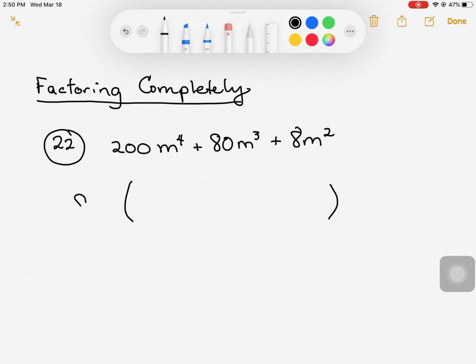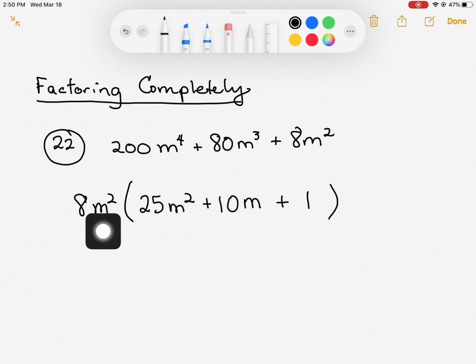So I'm going to pull an 8 and an m squared. I'm going to divide that out of each term. And when I do that, I'm going to end up with 25 m squared here. And then I'm going to end up with 10 m, and then I'm going to end up with 1. See, when I multiply these back together, I need to end up with each of those terms separately.